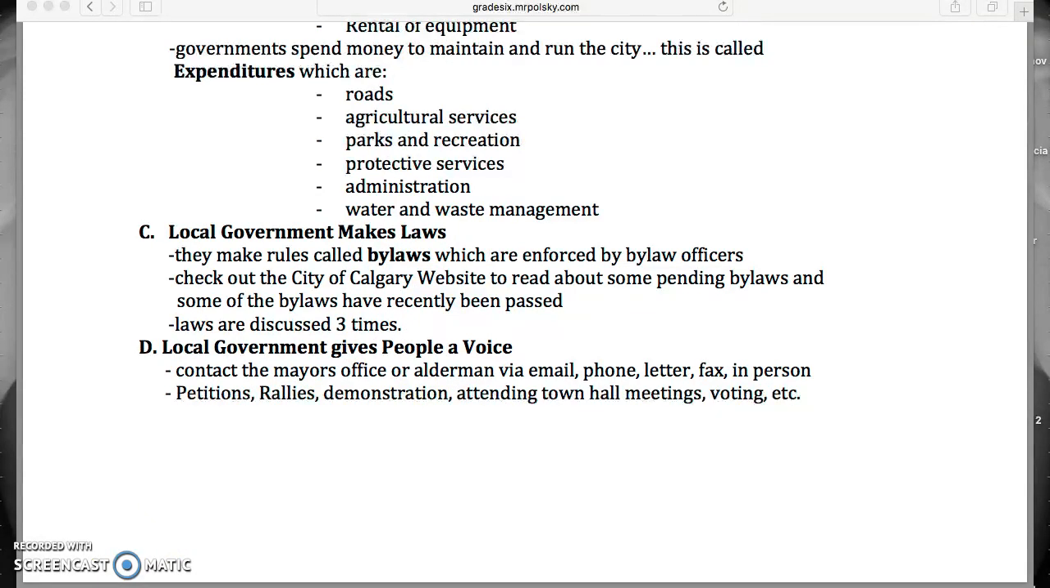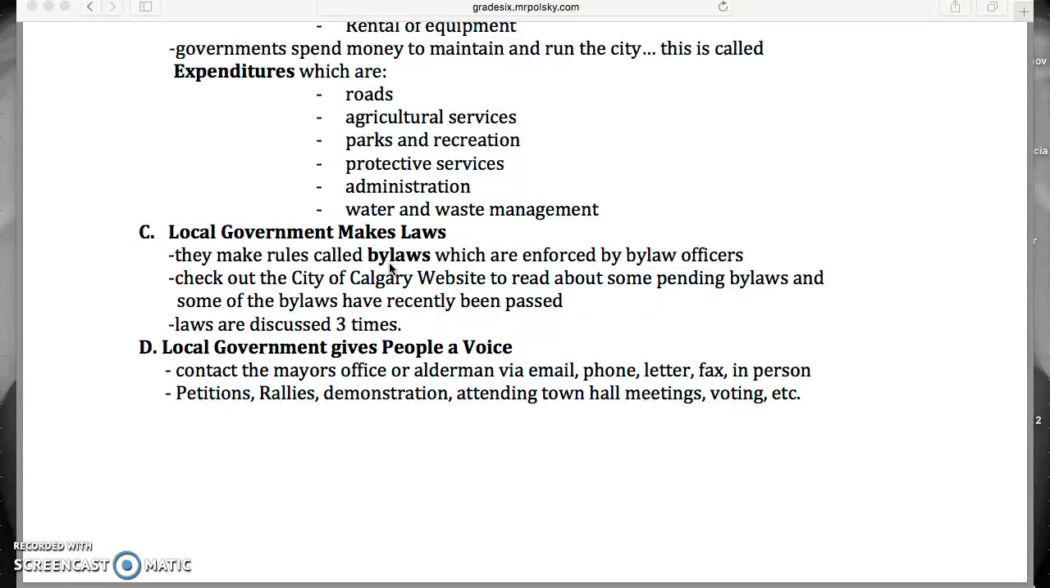called bylaws. They're enforced by bylaw officers to make sure that people are following them. Here it says, check out the City of Calgary website to read about some pending bylaws, so ones that are about to become bylaws, and other ones that have been passed. You can look at the City of Calgary because we are studying local governments in Alberta, but you can also look at the City of Edmonton website to learn about some of our bylaws as well.